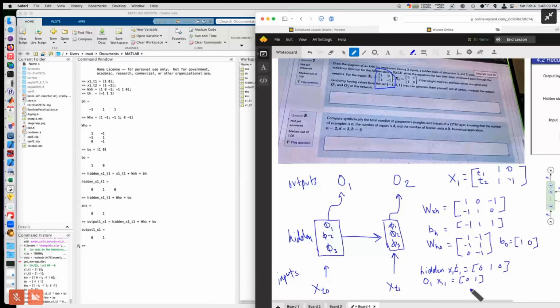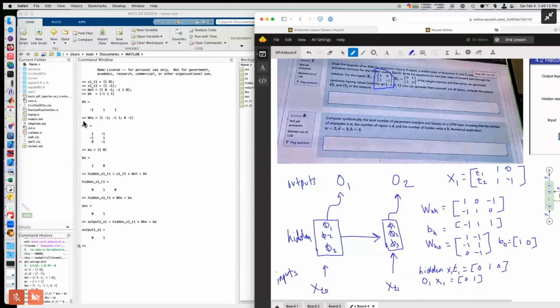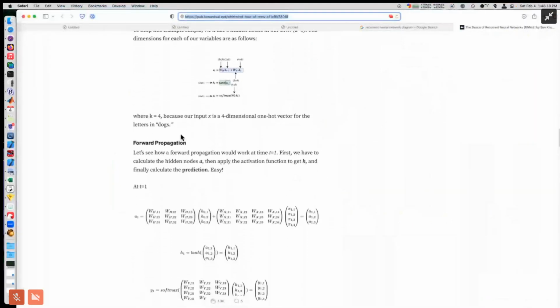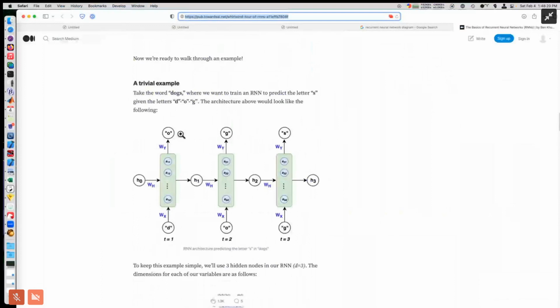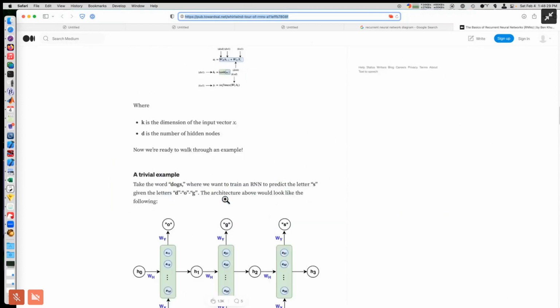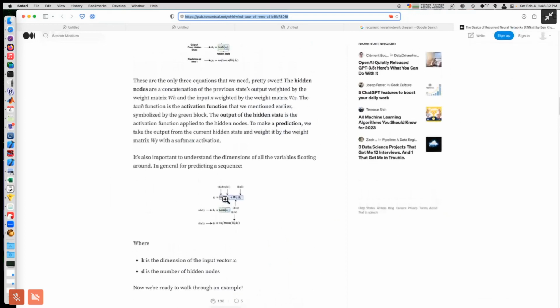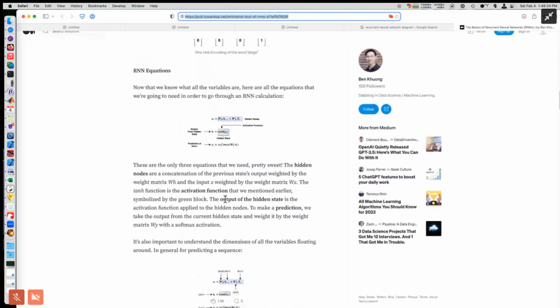Now, to get our second set of outputs, we're going to need to compute our second hidden state. And let's see, did I close this? Yeah, we're also going to need weights, weights from our hidden state to our hidden state.